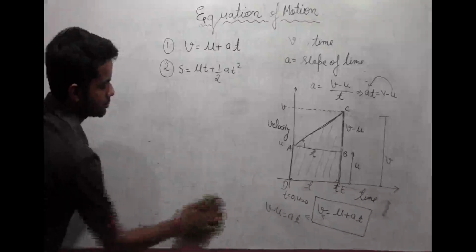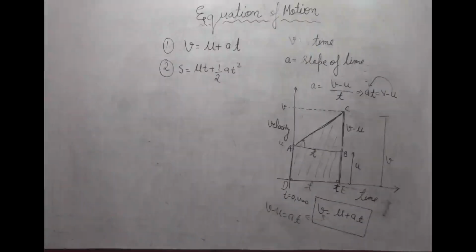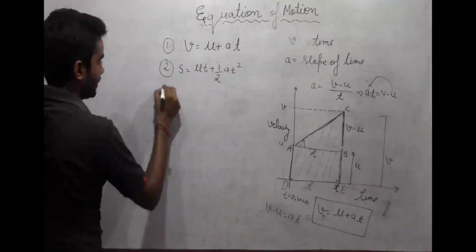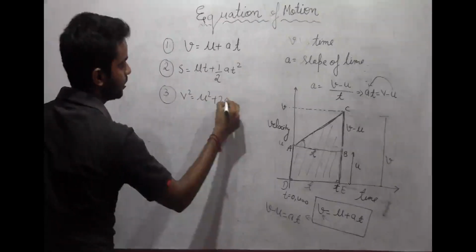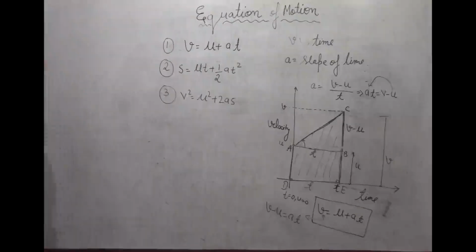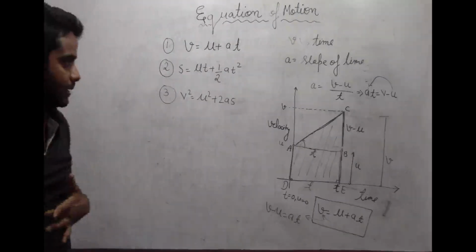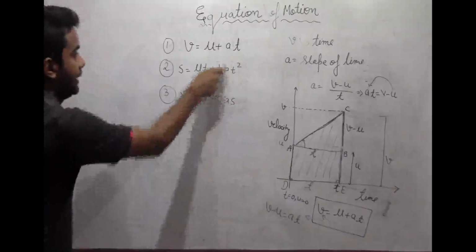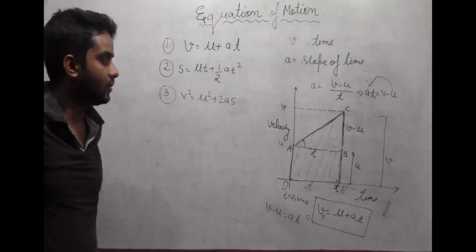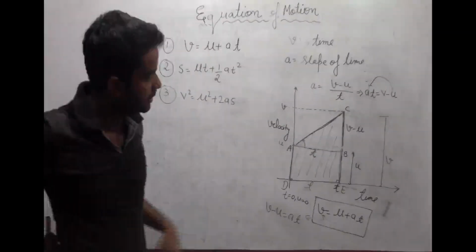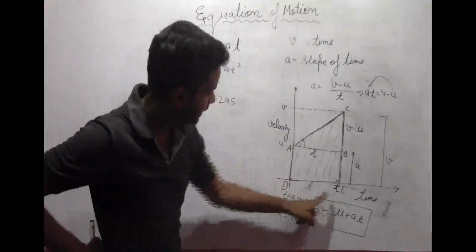Your third equation of motion is v square is equal to u square plus 2 times of a into s. How can you calculate it? Just remember it. If in the second equation of motion, I ask you what is the covered area, then you may simply write the area of A, C, E, D and A.